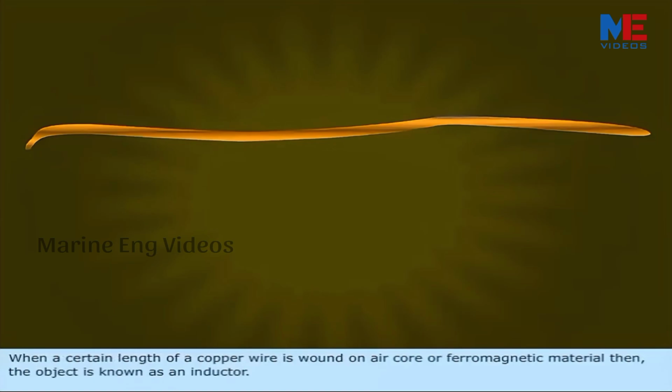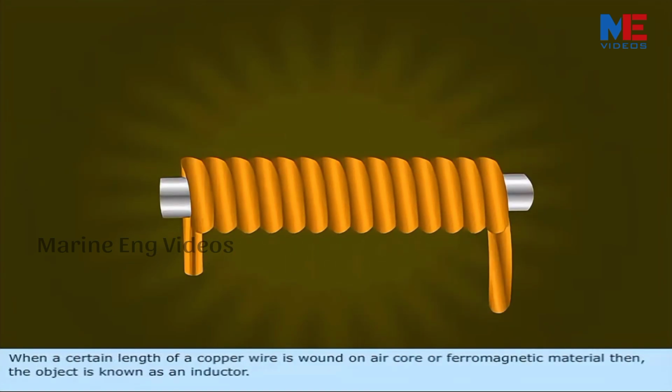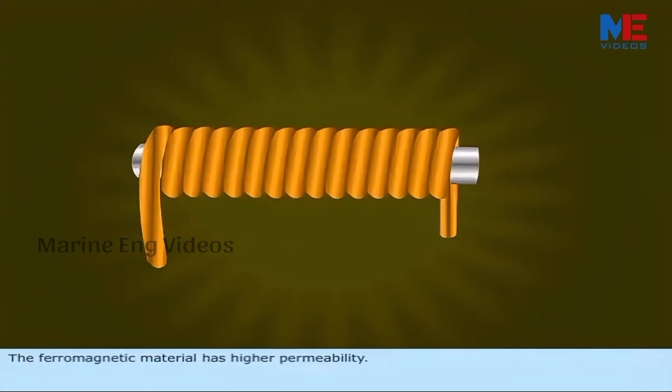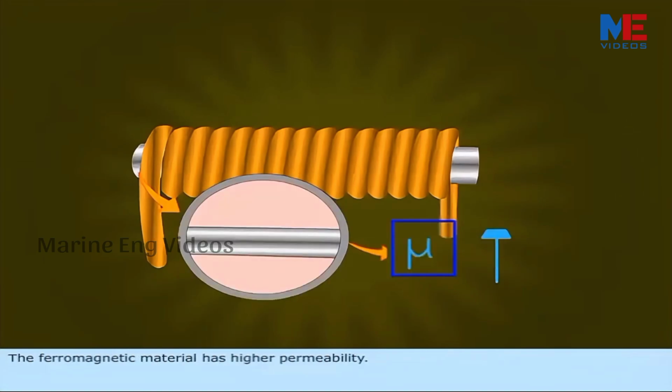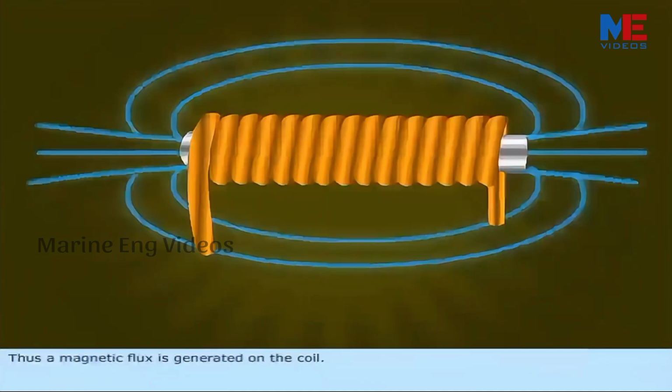When a certain length of a copper wire is wound on air core or ferromagnetic material, then the object is known as an inductor. The ferromagnetic material has higher permeability. When the current is passing through this coil, it produces a magnetic field around it. Thus, a magnetic flux is generated on the coil.